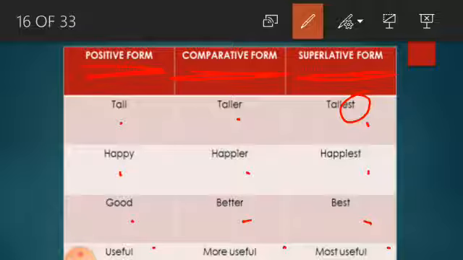And when I have to draw comparison between 2 people or 2 things, then I use the comparative degree where you get ER. Like he is taller than most of the students in the class. Or I can say, Rishabh is the tallest boy in the class. We all understand. But when I say Rajesh is taller than Vijay, it means I am drawing comparison between 2 people.